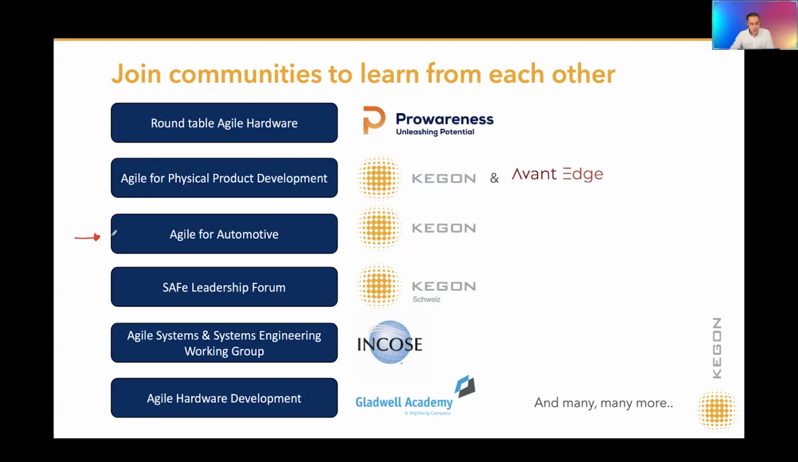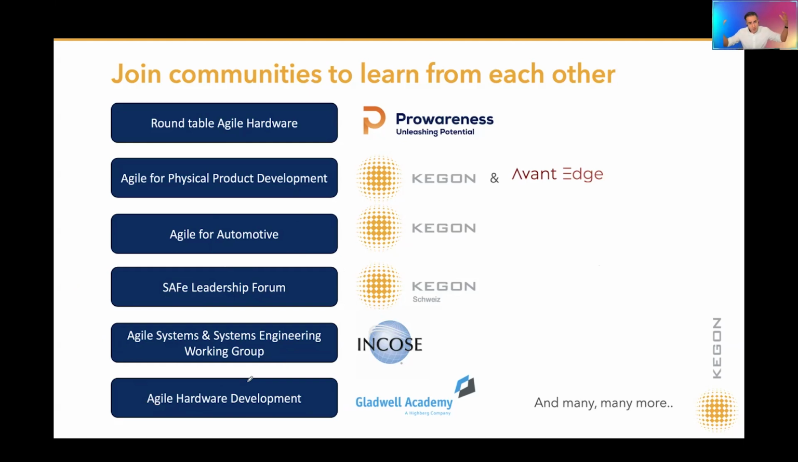There's Agile for automotive. There's another session that has been organized by Keygon specifically for the automotive industry and the partners and stakeholders in there. Somewhere in September, there's the Safe Leadership Forum organized by our friends from Keygon Schweiz, Switzerland. INCOSE has a working group about Agile and systems engineering, which is also free to join. And if you're an INCOSE member, you could get all kinds of additional information and papers about that.